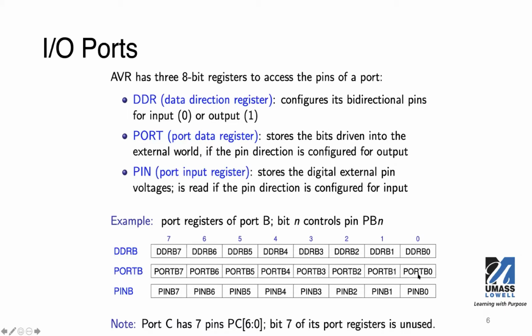So if I set 1 here, in this case, I have 1 here to indicate it's output, and I have a 1 on this bit 0. What will be the voltage that you can observe on the PB0 pin? Or in other words, if I connect the anode of an LED to this pin, will that LED be turned on?